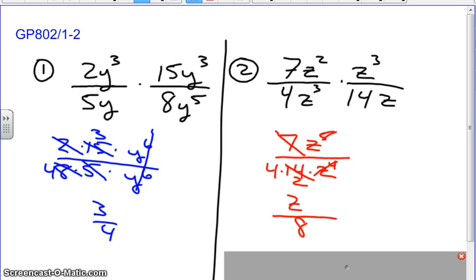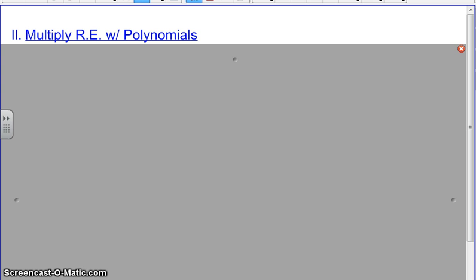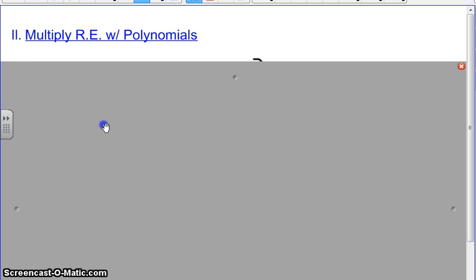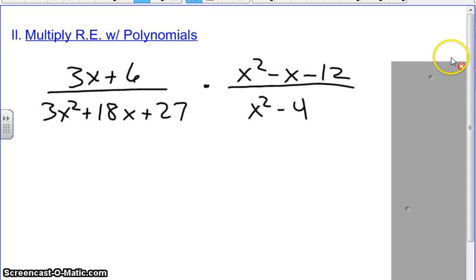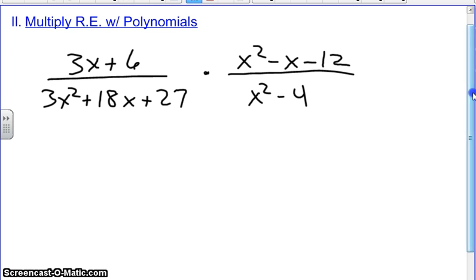You could multiply 14 times 4, and you get? And then you end up with 7 over 56, which you later reduce. Okay? You could. Okay. How about more fun ones? That was kind of fun, but let's have a lot more fun. Here we go.